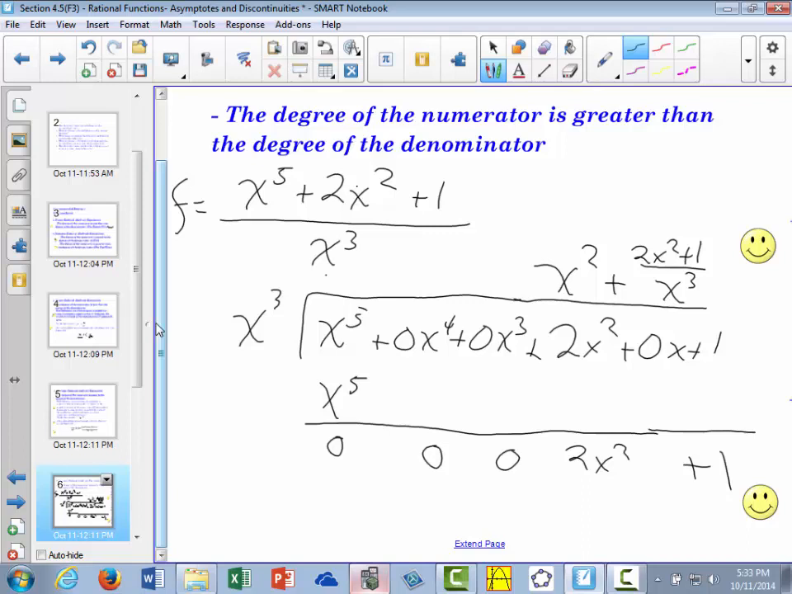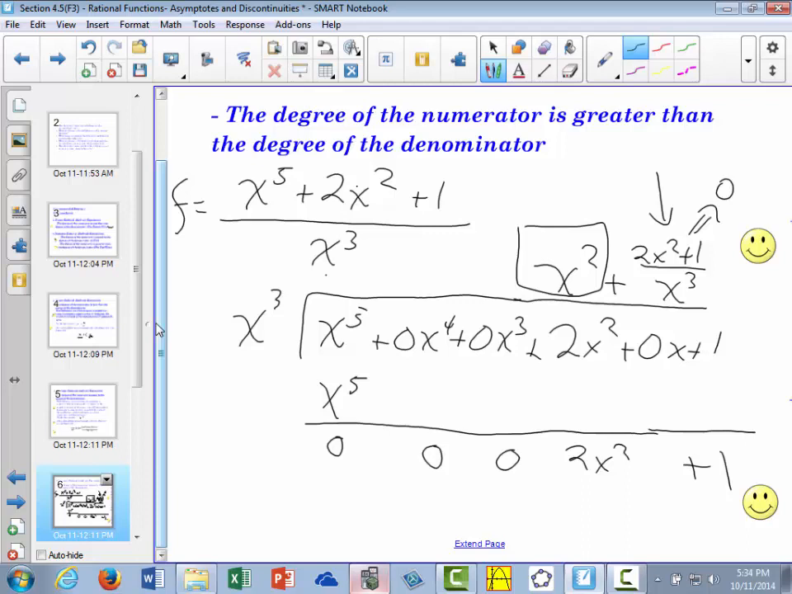Now here we have a new way of describing this expression. This is a simplified form of our original, and we can see that our trailing term here, the 2x squared plus 1 over x cubed, actually falls into that situation where the degree of the denominator is greater than the degree of the numerator, which means in the long run this term essentially becomes 0, and our graph looks more and more like the graph of x squared.